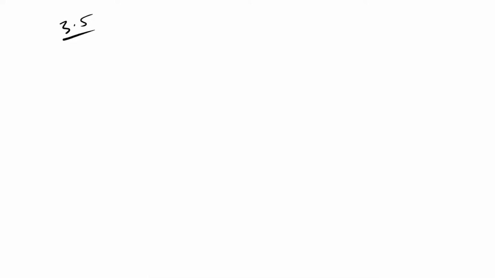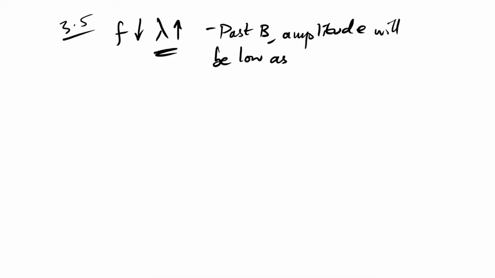3.5, okay, he moves to C. The frequency is decreased. Okay, so let's just have a think. If the frequency is decreased, then that means that the wavelength is increased. That's the important thing here. What effect will that have on the amplitude of the sound as he's there? So let's just say, first of all, past B, amplitude will be low, as the path difference is going to be about, I don't know, between, I wish they'd put it a little bit further up so we could say it's a half, but whatever.